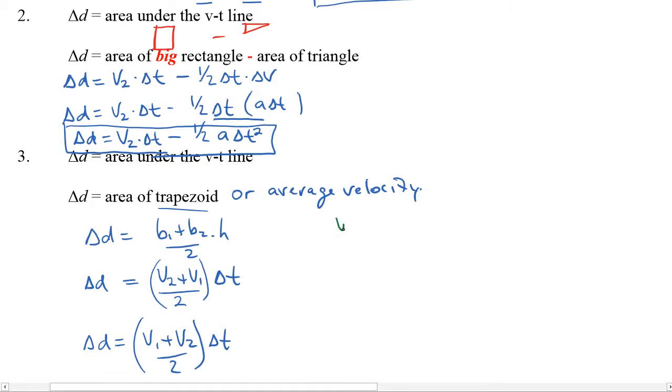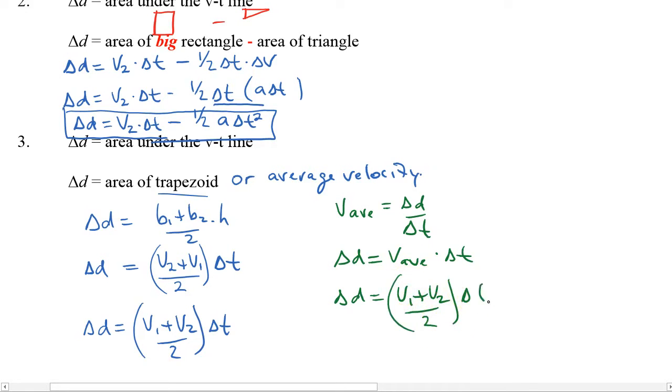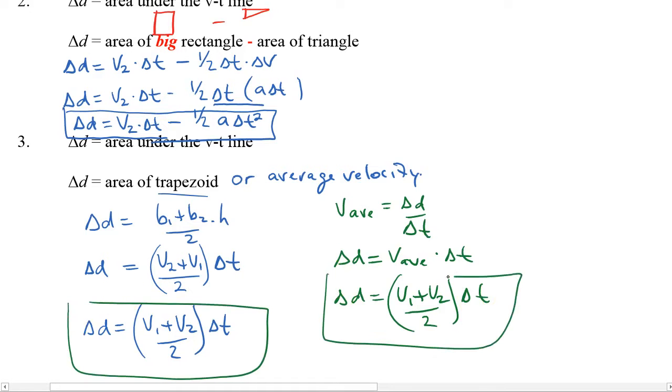So if v av is equal to delta d over delta t, that means that delta d is equal to the average velocity times delta t. So delta d is equal to v1 plus v2 divided by 2 times delta t. So you can say either. These are both good methods. Either way, we'll get you 2 out of 2.